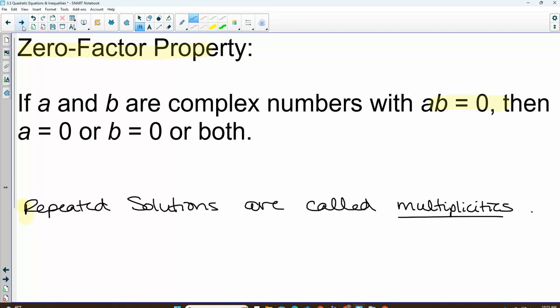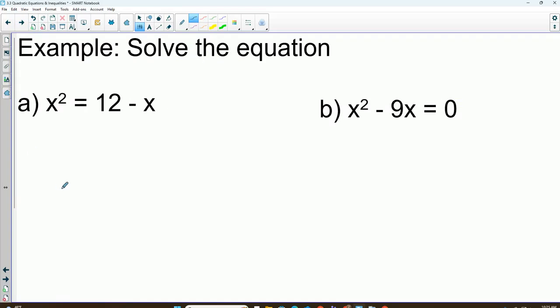So, let's say I asked you to solve each of these equations. The zero factor property says it has to be multiplied together equal to 0. So the first thing I'm going to do is get it equal to 0. I prefer to always keep my x squared positive. So to do that, you have to add over the x and subtract the 12. Yeah, x squared plus x minus 12 equals 0.